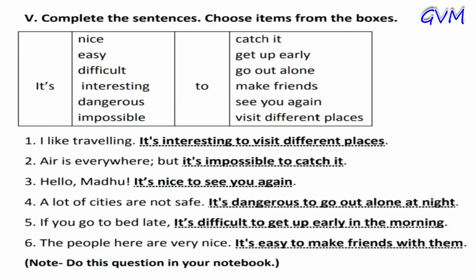Question number 5. Complete the sentences. Choose items from the box. In the box, we have different types of sentences and we choose these sentences and make sentences by using its and to. So let's start. First one is I like traveling and the correct answer is it is interesting to visit different places. Second, air is everywhere but it is impossible to catch it.